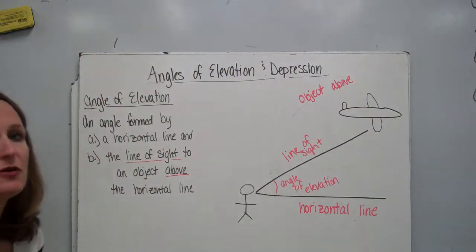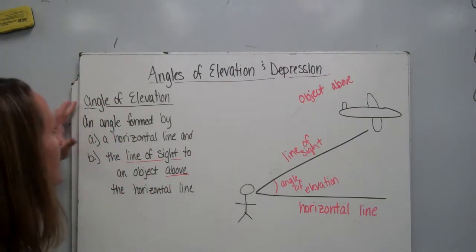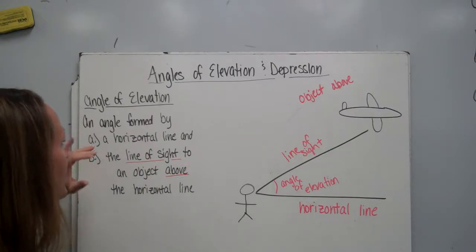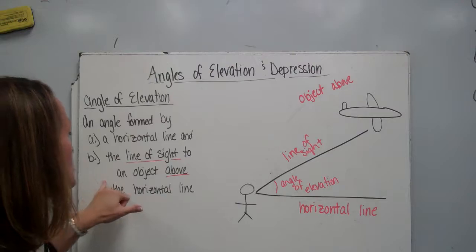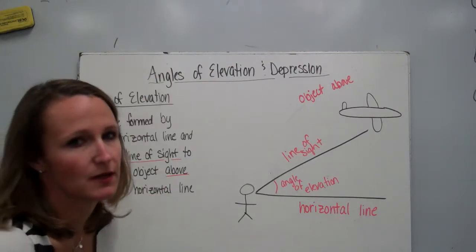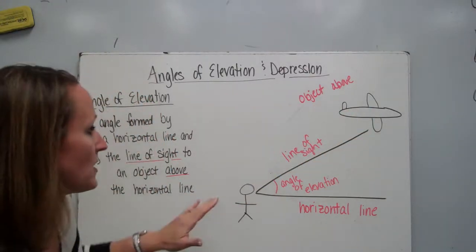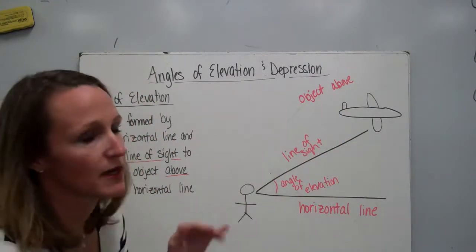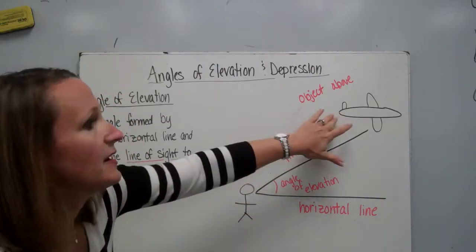Okay, so let's first talk about what an angle of elevation and angle of depression are. An angle of elevation is an angle formed by a horizontal line and the line of sight to an object above the horizontal line. So what am I talking about? Let's say we have this person, we have this airplane, and we have this horizontal line, represented by looking straight out. But then you've got the airplane up in the air.